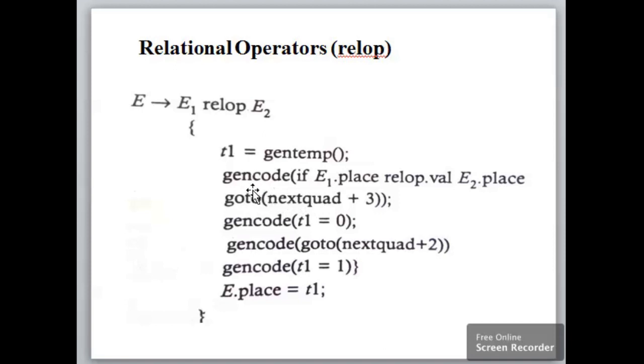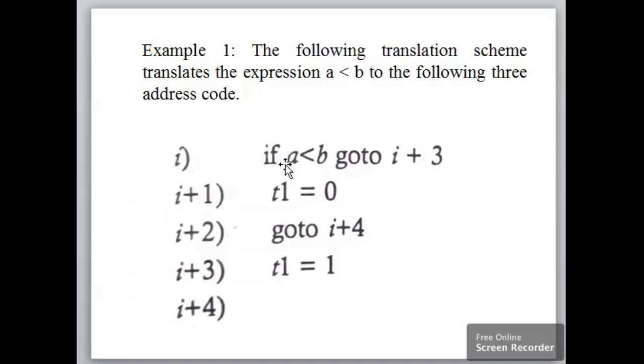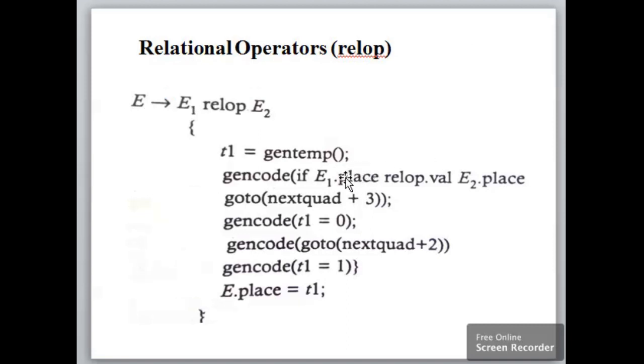So for the first statement, if E1 dot place, how am I going to generate it? What is E1? As per my example, it's a. Then the relational operator less than, E2 dot place b, then go to next quad plus 3. So what is the first statement over here? That is going to be statement I. So obviously it would be I plus 3. Why? Because as per the three-address statement to be generated in the translation scheme, it's next quad plus 3. So what is the current quad? That is I.